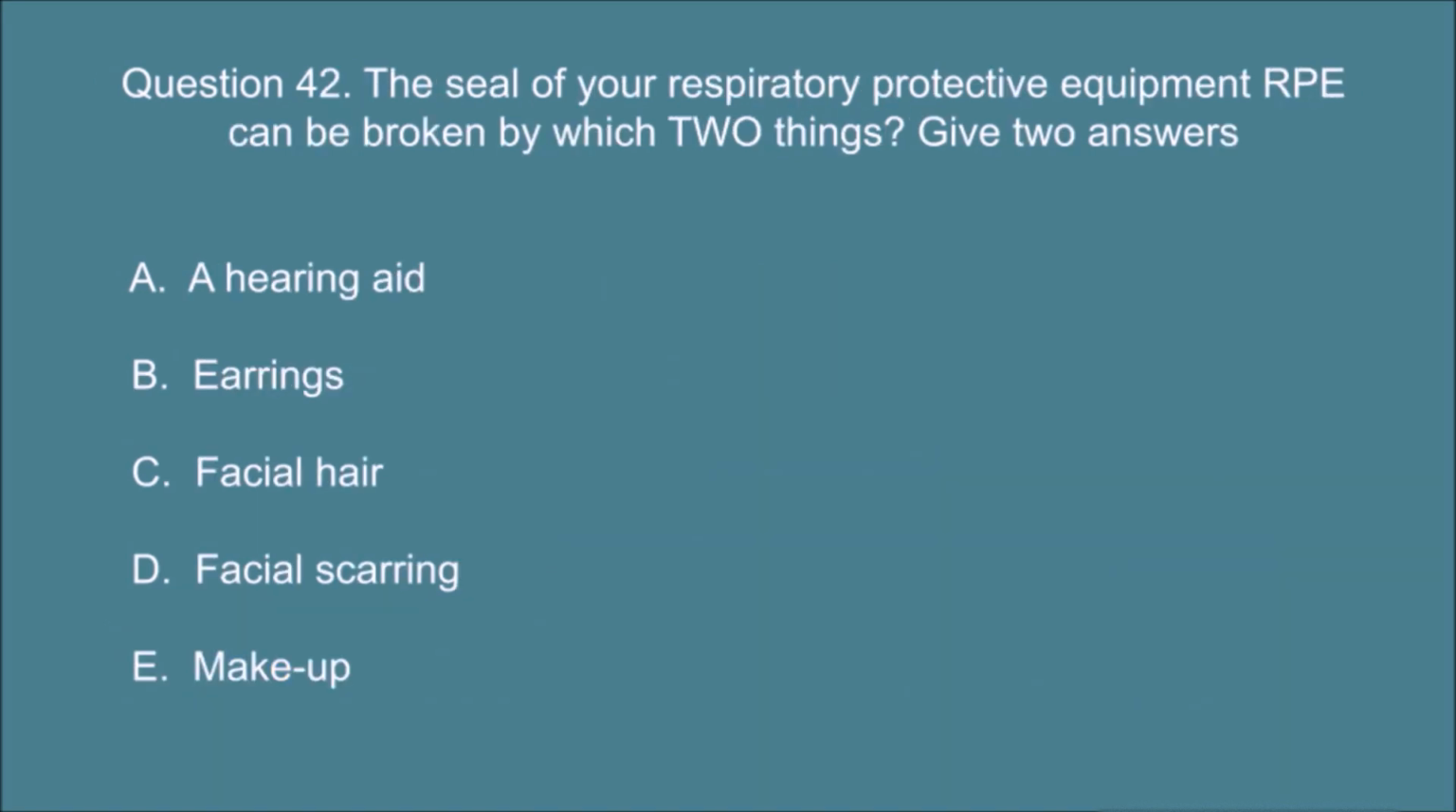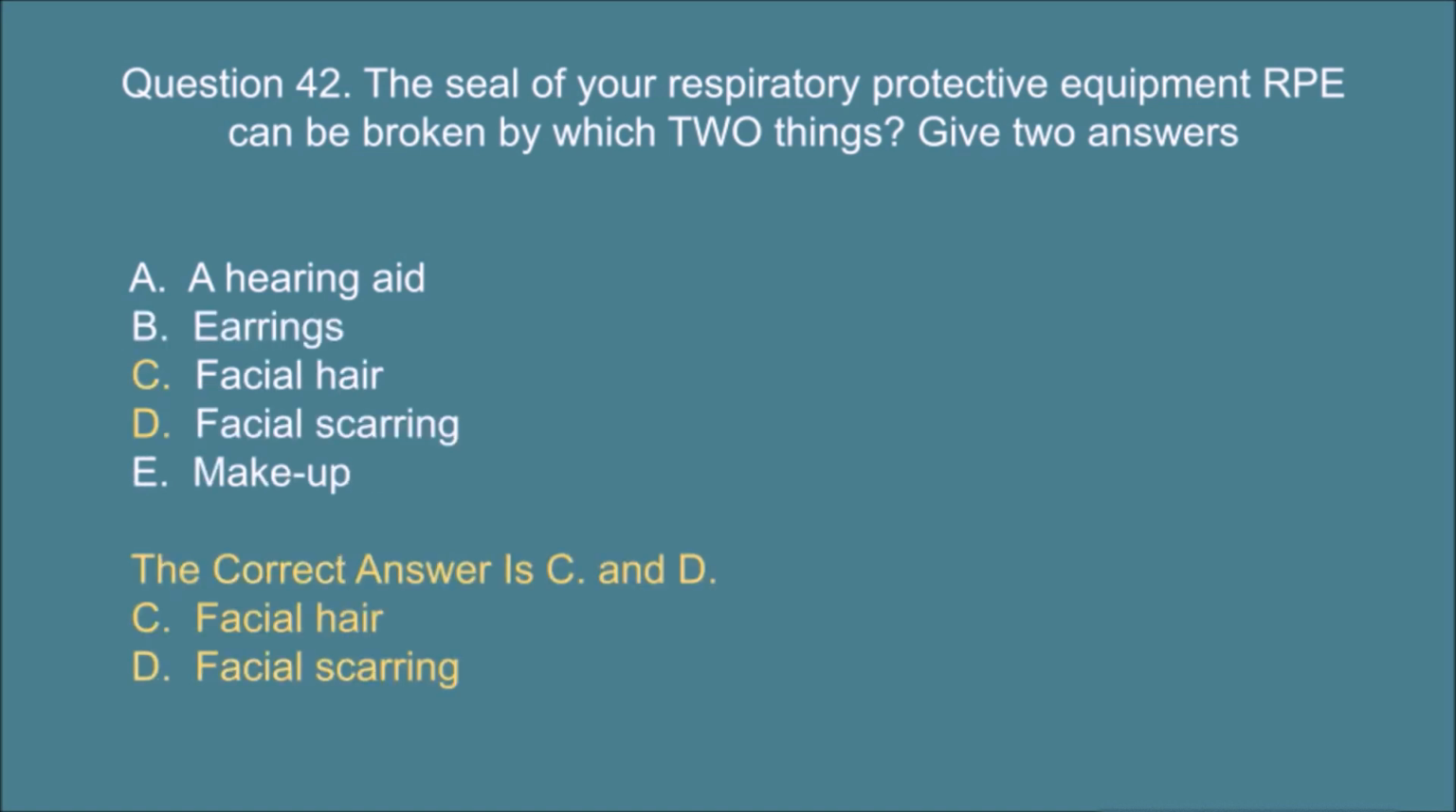Question 42. The seal of your respiratory protective equipment, RPE, can be broken by which two things? Give two answers. A. A hearing aid. B. Earrings. C. Facial hair. D. Facial scarring. E. Makeup. The correct answer is C and D. C. Facial hair. D. Facial scarring.